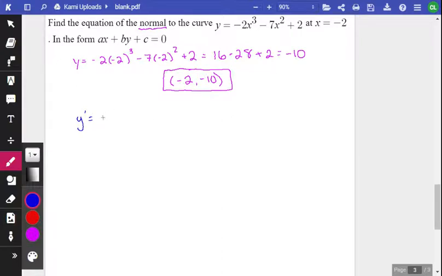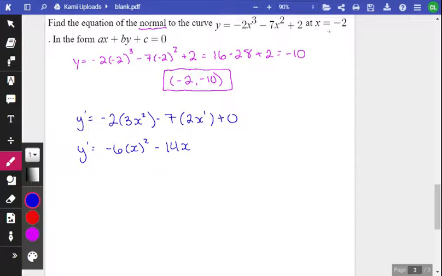So y equals, we keep the negative 2, 3 comes down, take 1 away from the exponent. Keep the negative 7, 2 comes down, take 1 away from the exponent. Remember, you don't have to put the 1 here, I'm just writing it to show you. And the derivative of 2 is 0. So simplified, that becomes negative 6x squared minus 14x.